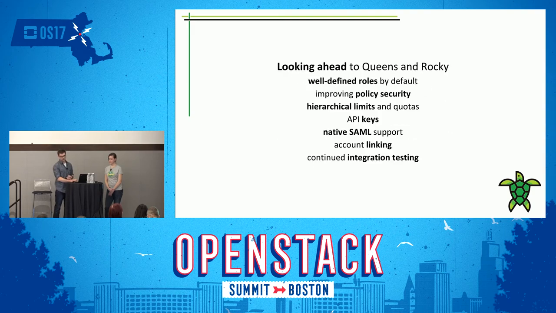So let's look ahead to the next couple releases. Something that we need to do is provide some sort of standardized default roles, and we can't do this as just Keystone. It's not just a Keystone project. We need to talk about this across OpenStack services and really come together and start solving it as a cross-project initiative, and a lot of the other projects are really starting to see that, and that's going to be a great thing to eventually get out the door.